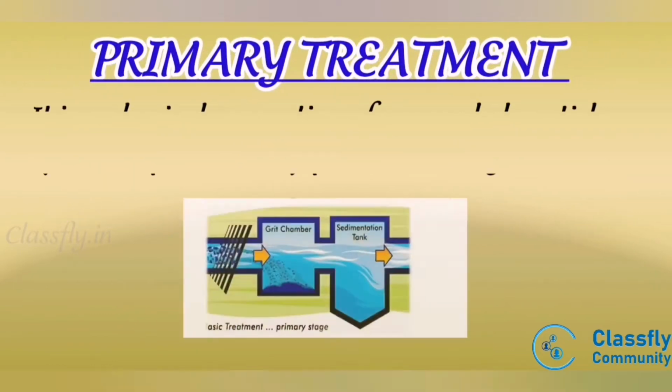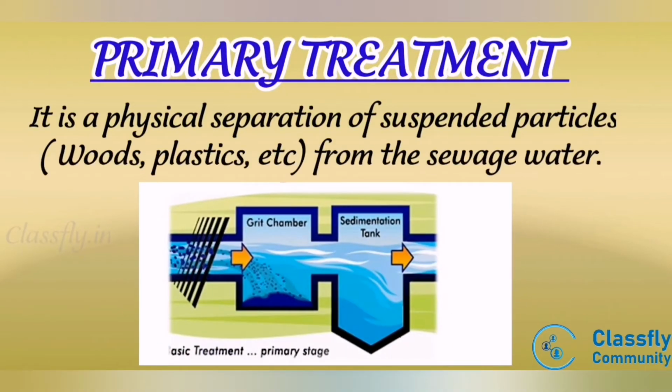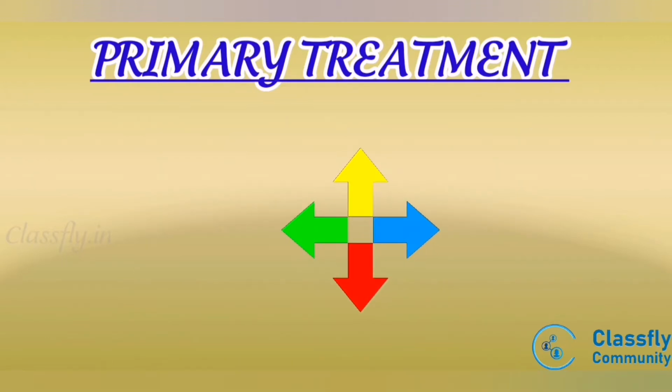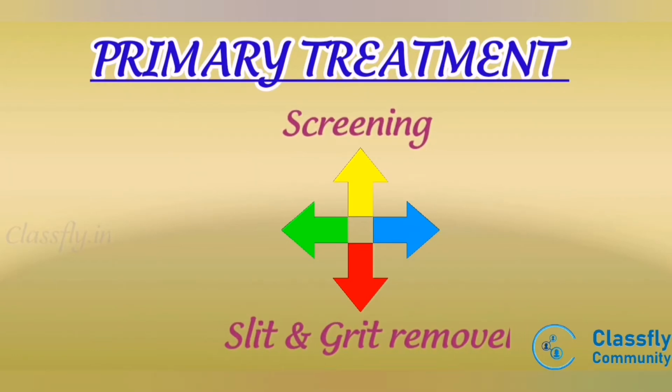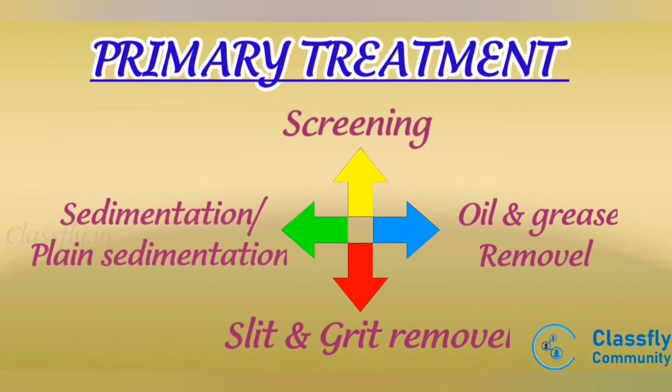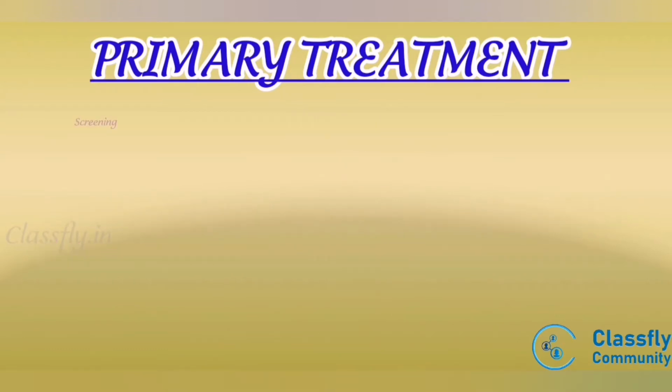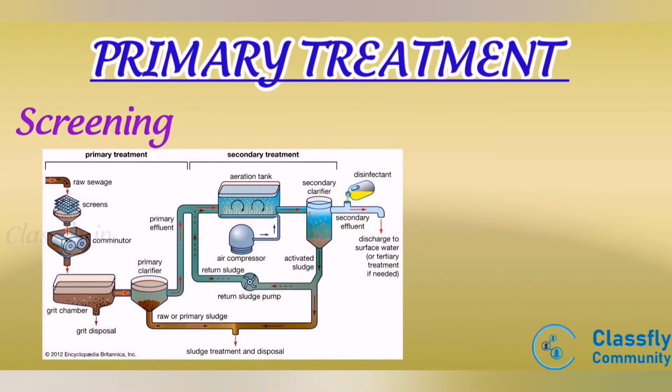Primary treatment is the physical separation of suspended particles, that is wood, plastic etc., from the sewage water. It mainly involves four methods. First one, screening; second one, silt and grit removal; third one, oil and grease removal; fourth one, sedimentation or plain sedimentation. Screening means suspended and floating substances are removed in this process.